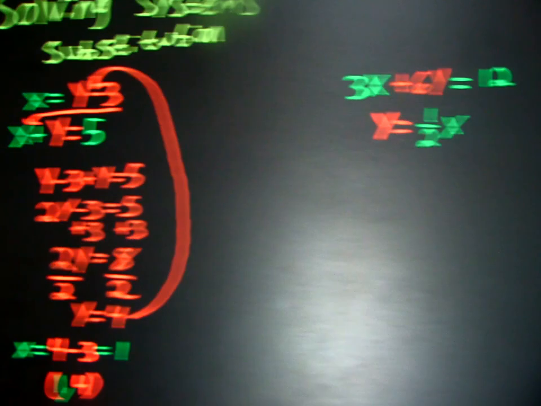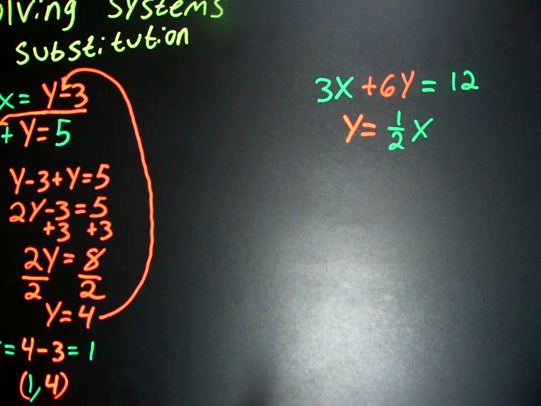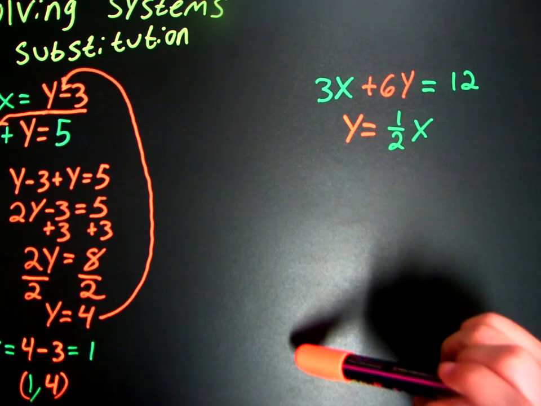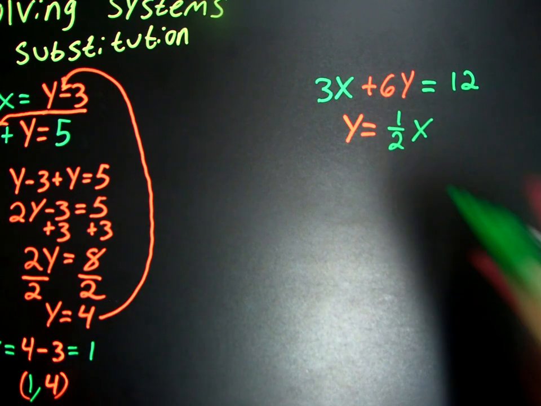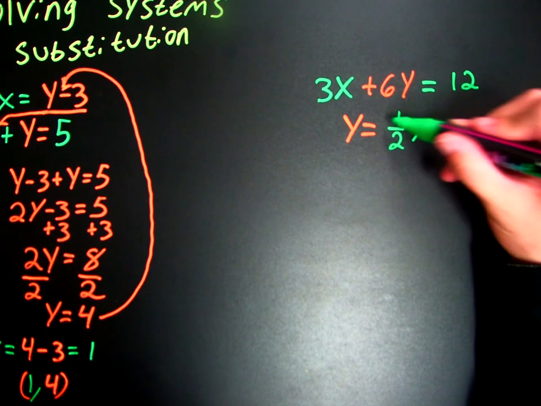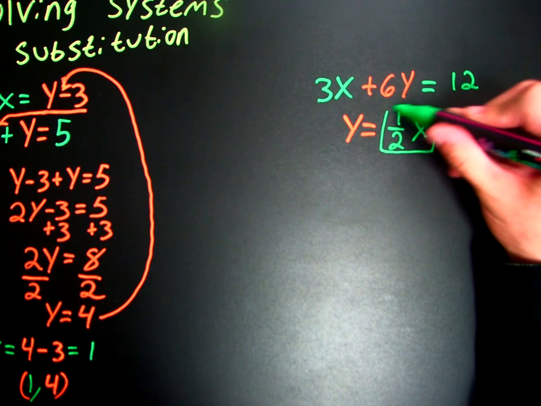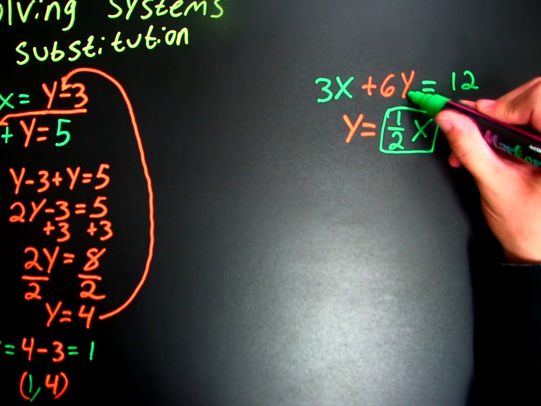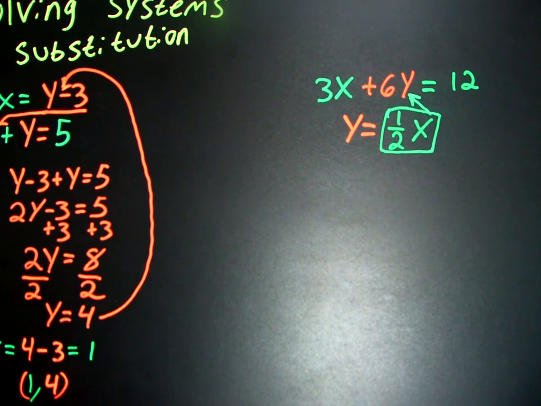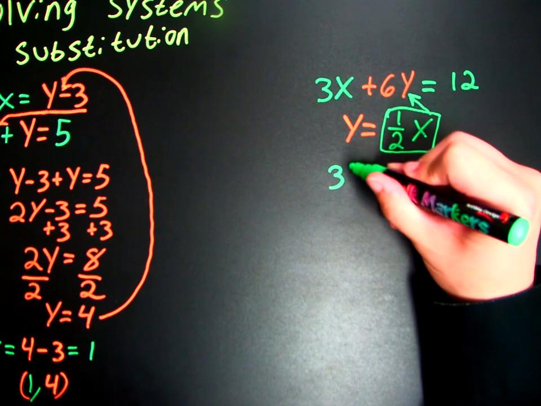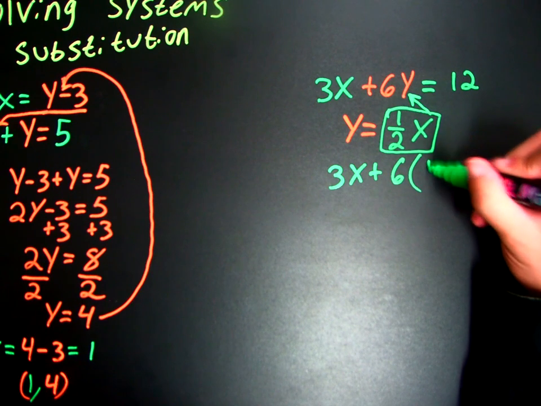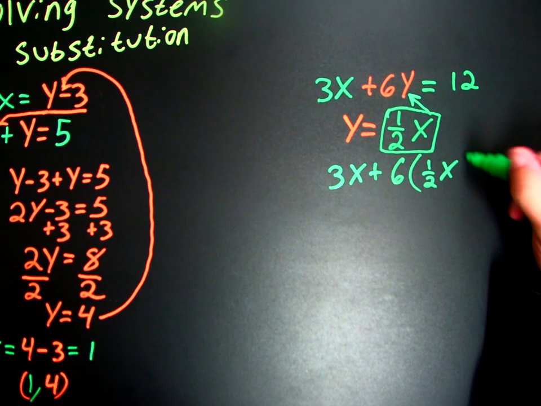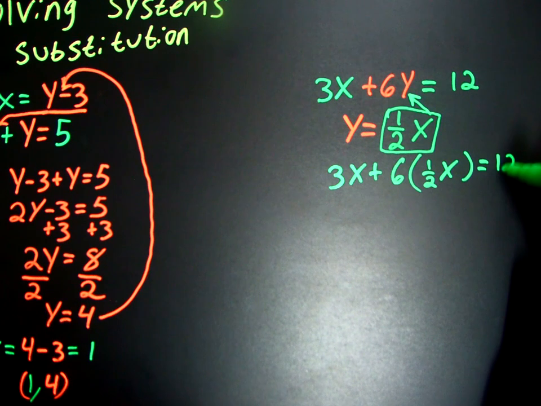Well, let's try that again. So now we got this bad boy over here. The first one's not solved for it, but the second one looks pretty solved, right? So let's go ahead and do that one. I can take y equals 1/2 x, and I'll plug it in for the y. So I'll get 3x plus 6 times 1/2 x equals 12.